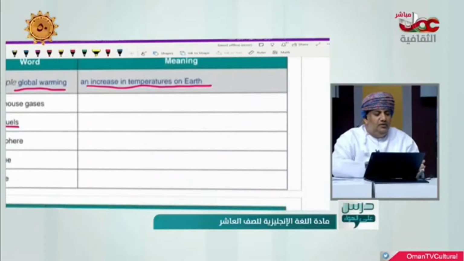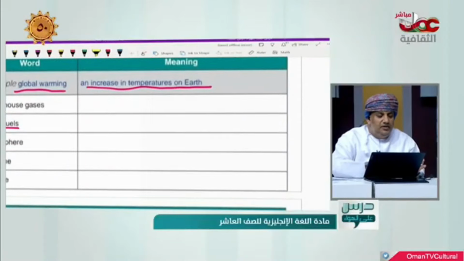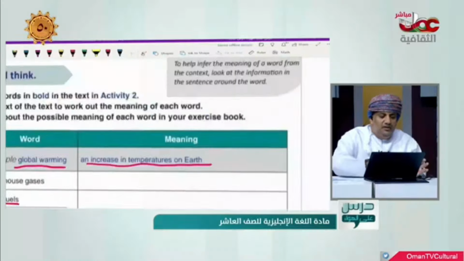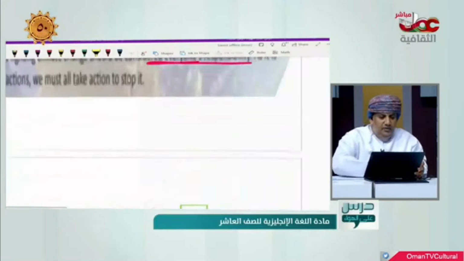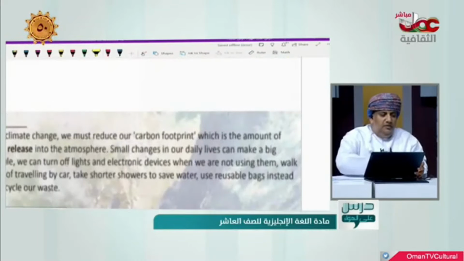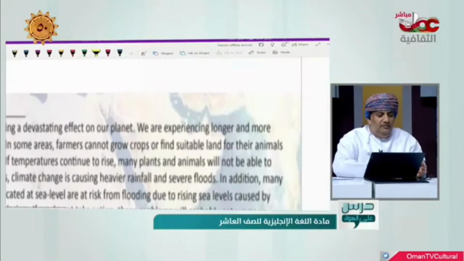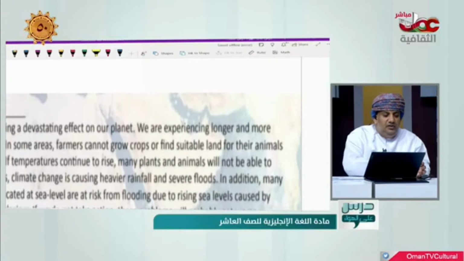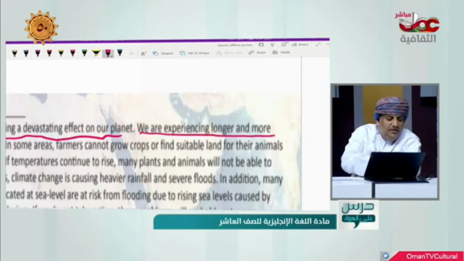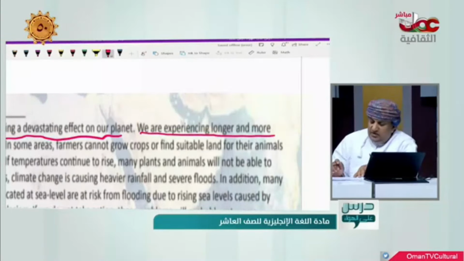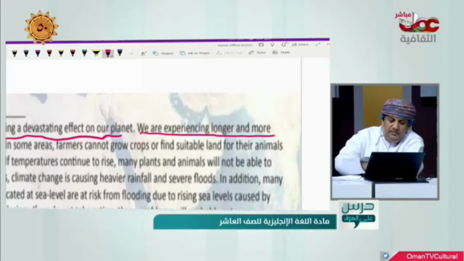Here we have also the word extreme. I think it's in paragraph 2 or 3. Let's go back and find the word. The word extreme in paragraph 3. So here, let's read it together. Climate change is having a devastating effect on our planet. So we are experiencing longer and more extreme waves. So the word extreme means very bad, or something is not good.